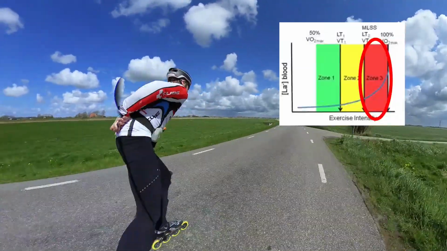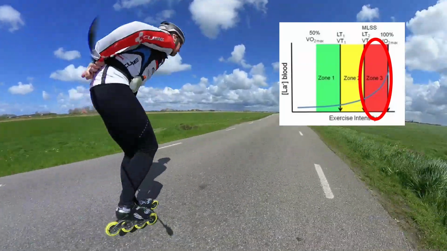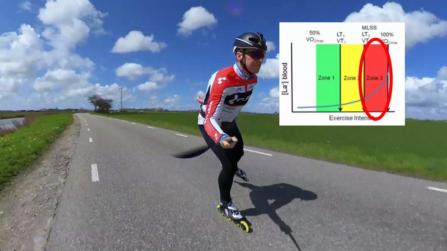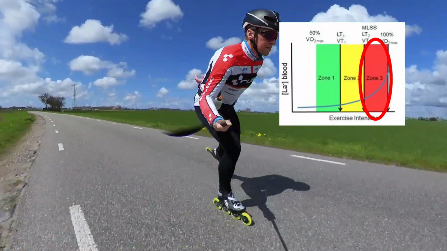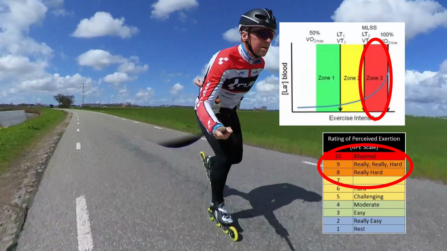Zone 3 is the high intensity zone and lies above anaerobic threshold. Heart rate lies between 90 to 100% of the maximum heart rate. The rate of perceived exertion ranges from 7 to 10.